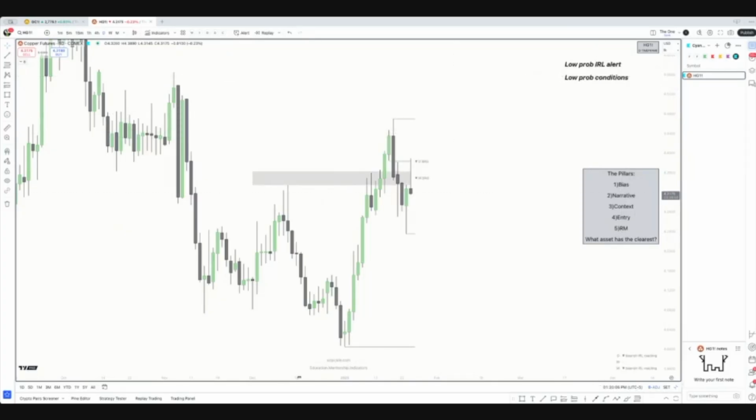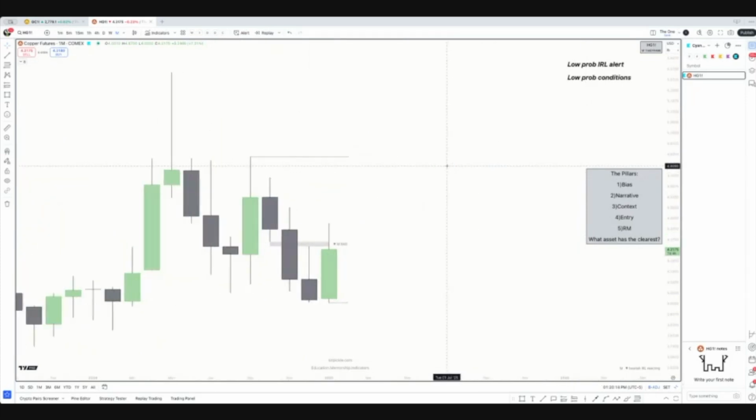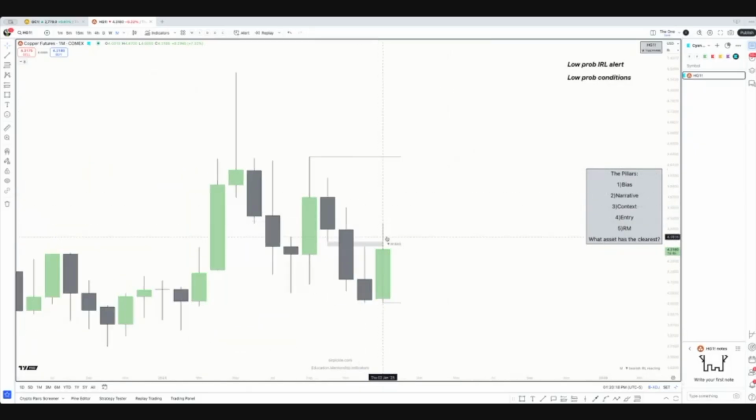We also saw this alerted right there, although this one did work. I also wanted to go through that, because just because something works in low probability conditions doesn't mean you should do it again next time, right? We have a monthly breakaway gap right here, or monthly fair value gap, we're trading into. All right, that's not too bad.